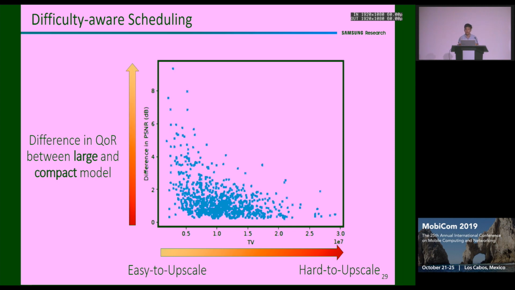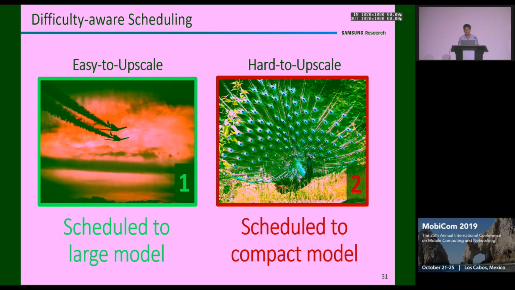In other words, it measures how well the large model performs as compared to the compact model. To show you how it looks visually, we take two extreme points. We take the easy-to-upscale image and schedule it to the large model, and we take the large, hard image and schedule it to the more compact model.